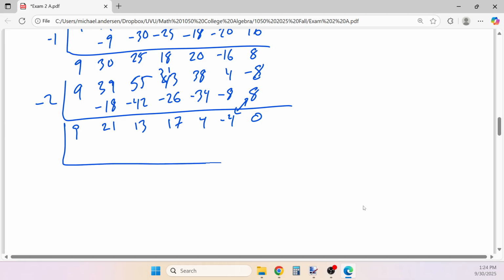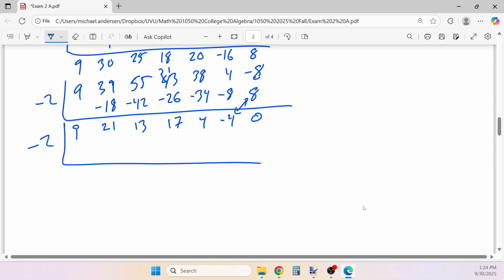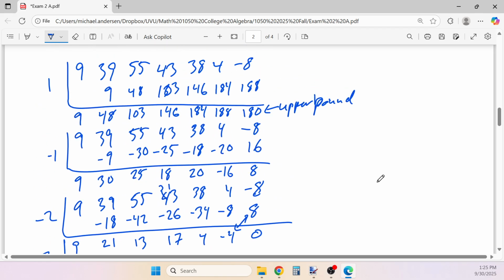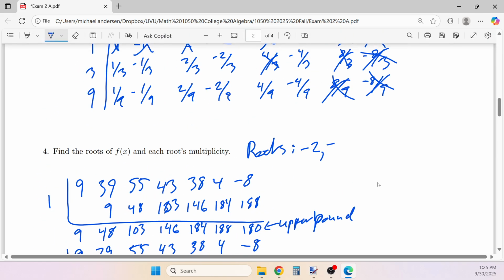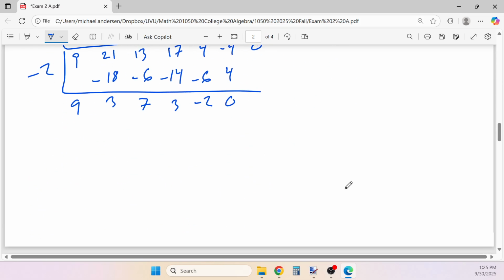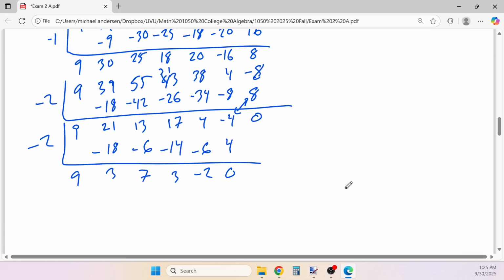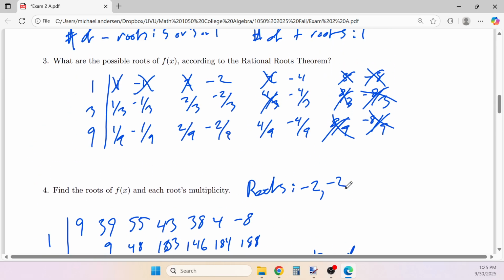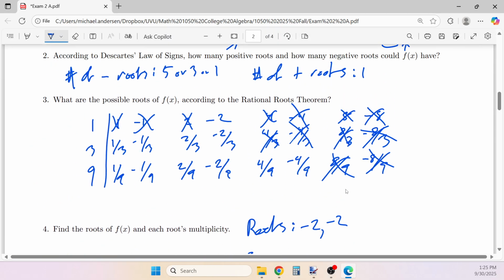Try again. 2, 9, -8, 3, -6, 7, 6, +4, and 0. So that was a double root. And the end is now -2. Cancel everything that has.